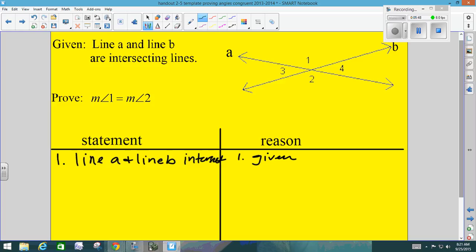Okay. We need a reason for that. Excellent. Angle addition postulate. 2 angles add up to make a third one. 180 is an angle. It's called a straight angle.